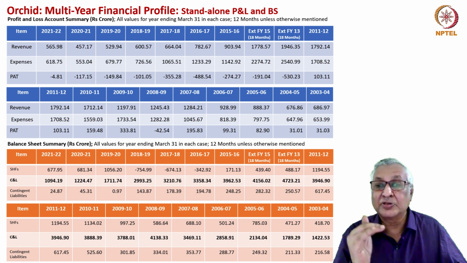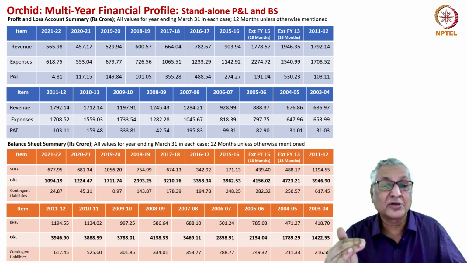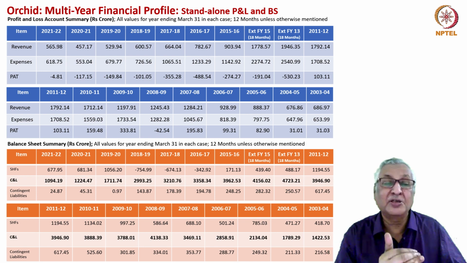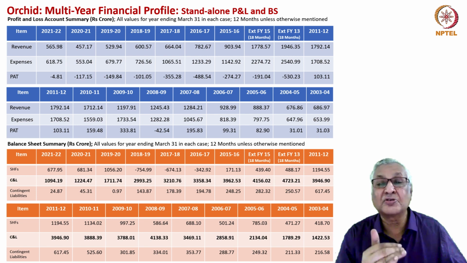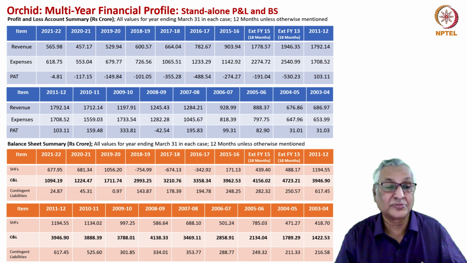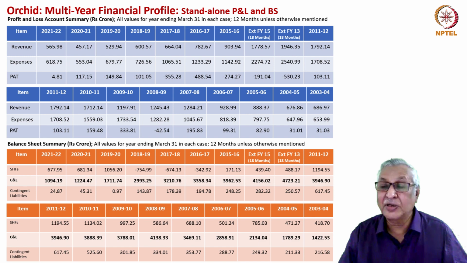The PAT, which was a healthy 31 crores in 2003-04, continued to increase from time to time, touched a peak of 333.81 crore rupees in 2009-10. Thereafter, it started declining and faced the worst level of PAT in 2016-17 with a loss of 488.54 crores. The balance sheet summary also traces similar decline.